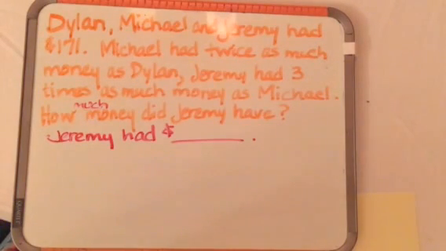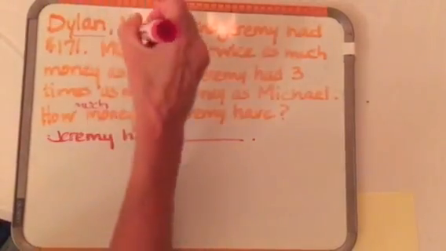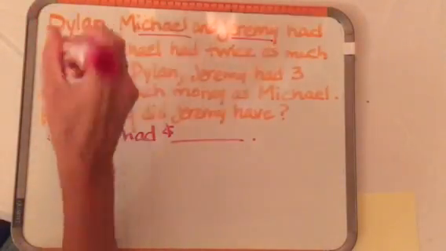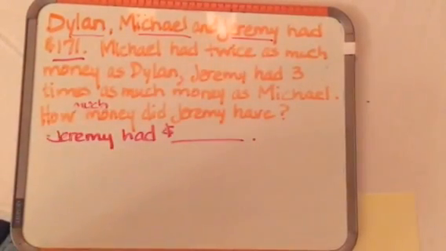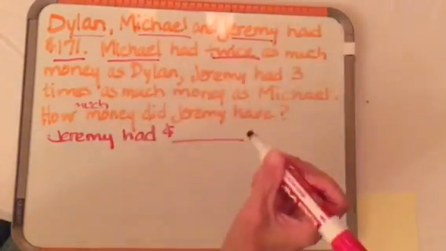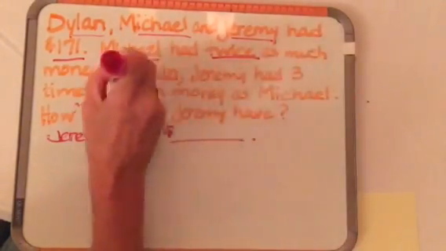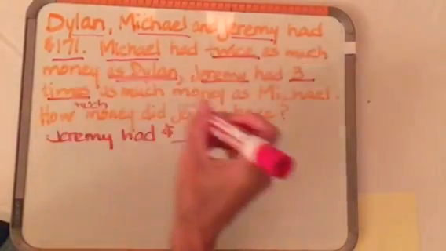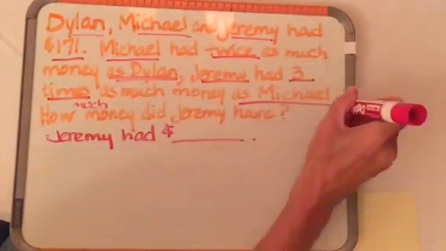Now I'm looking for the important information to help me figure out how much Jeremy had. Well, there's 3 guys. That's probably important to know. And together they had $171. It's important to know that Michael had twice as much as Dylan. And Jeremy had 3 times as much as Michael.